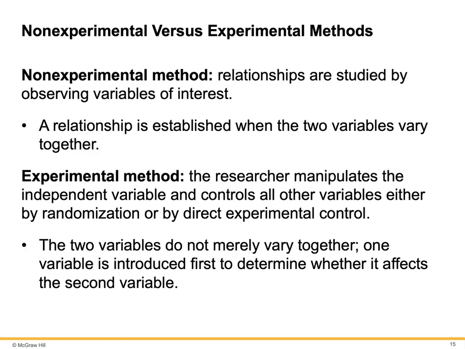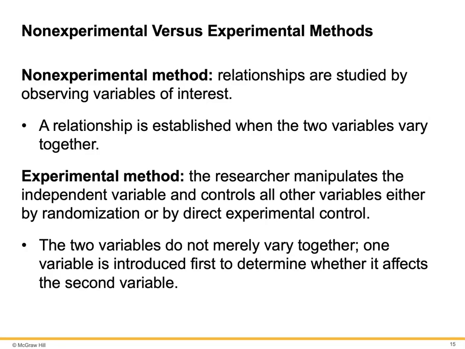So, the question then becomes, how can we determine whether variables are related? There are two general approaches to the study of relationships among variables: the non-experimental method and the experimental method. In the non-experimental method, relationships are studied by observing variables of interest.